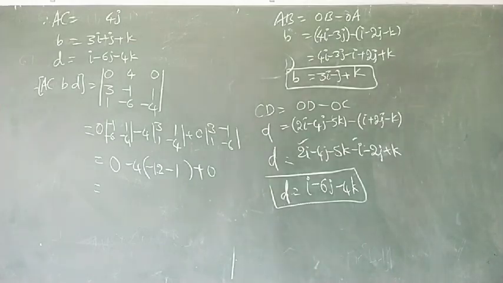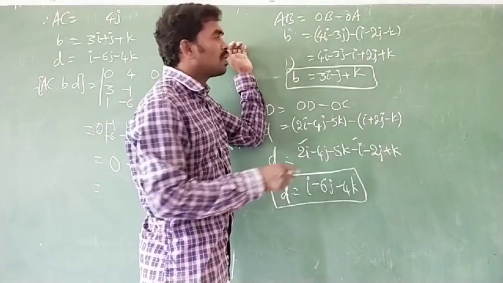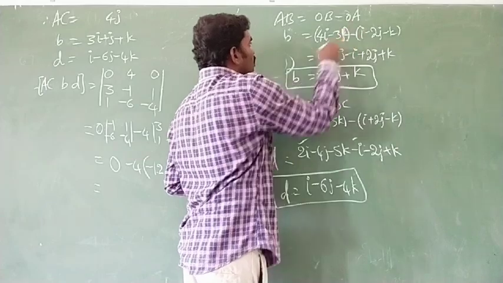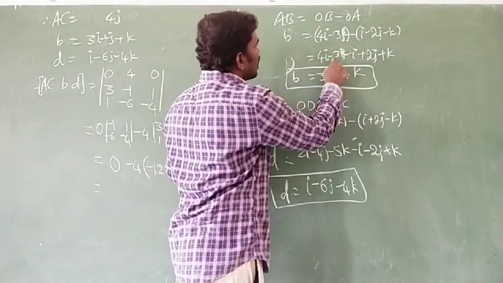Okay, see once, check it. Sorry, here is a small mistake. Capital B is 4 comma 0 comma minus 3. So 4i, 0j, minus 3k. Please change that. So minus 3k is minus 3k.